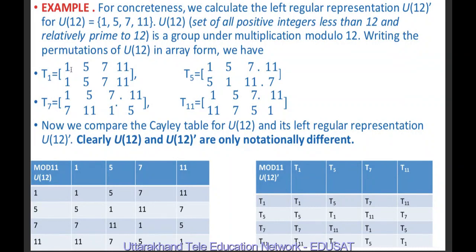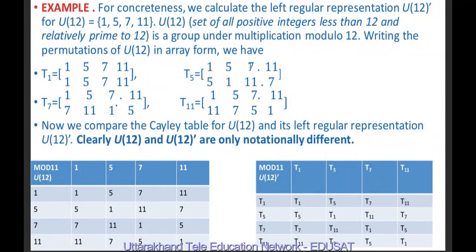So 1 star 1 is 1, 1 star 5 is 5, 1 star 7 is 7, and 1 star 11 is 11 in the first case. For T5, if we operate 5 with the first element, then we get 5 star 1 is 5, 5 star 5 is 25. 5 star is the multiplication modulo 12. So 5 star 5 is 25, and if we divide 25 by 12, the remainder is 1. So 5 star 5 is 1.